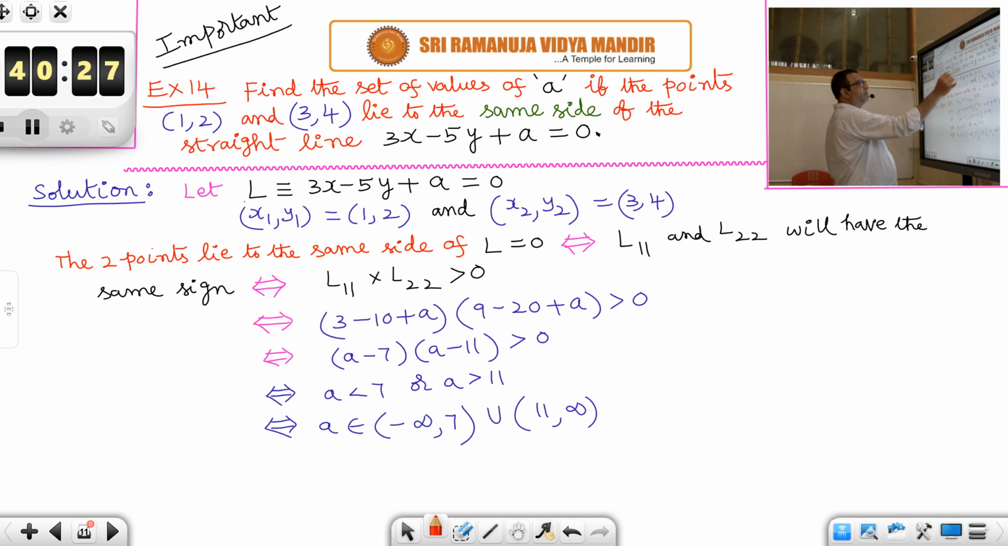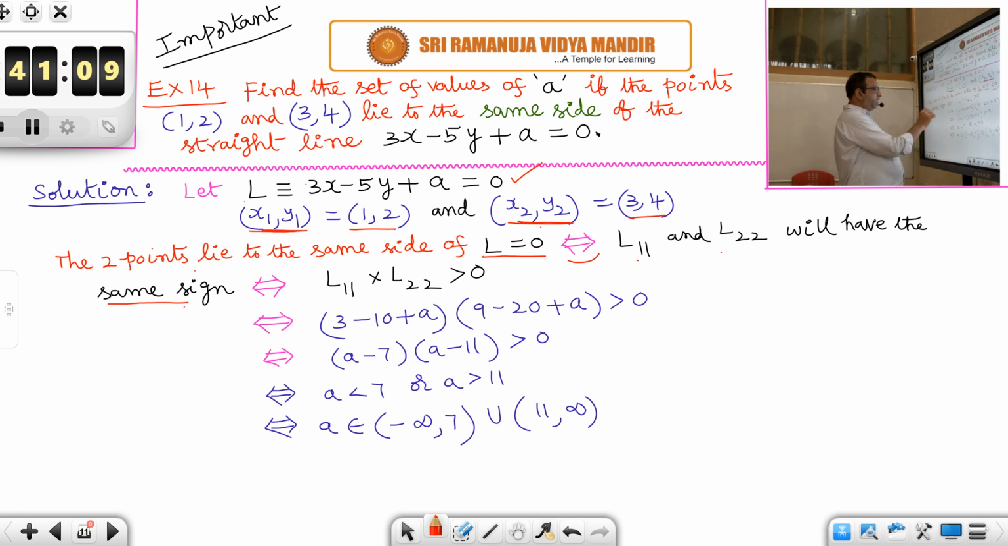Let L identically equal to 3x minus 5y plus A is equal to 0. Let x1, y1 be 1 comma 2, the first point, and x2, y2 be the second point, 3 comma 4. The 2 points lie on the same side of L equal to 0 implies and is implied by what? L11 and L22 will have the same sign. L11 means substituting the first point in the line. L22 means substituting the second point in the line.